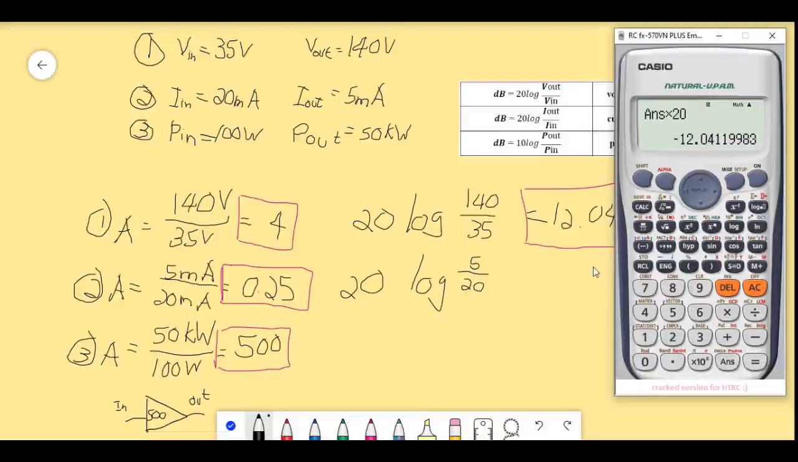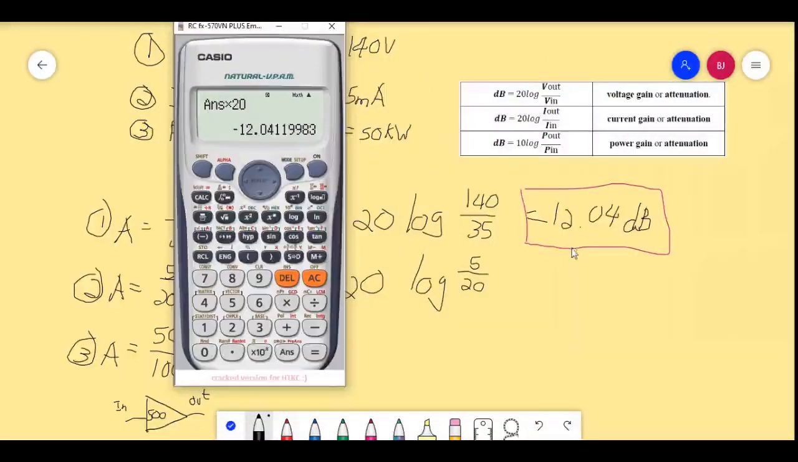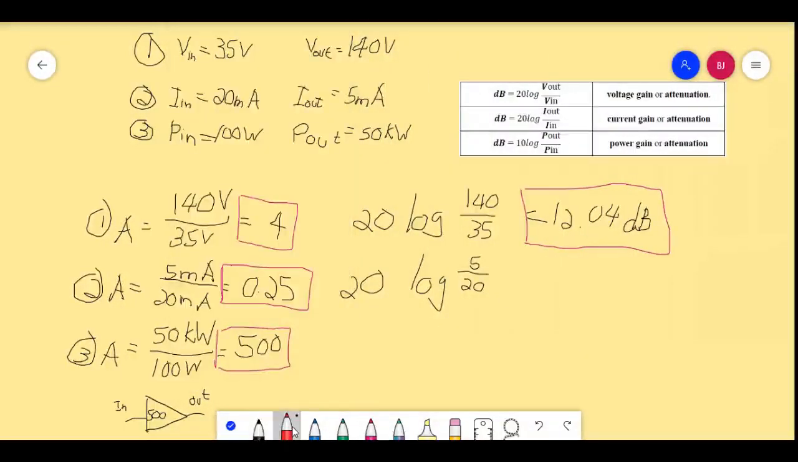Now you'll notice that we get a negative answer, okay, which is actually the opposite or the negative value of the one that we have here. Well, that is because it is an attenuation or a loss. In decibels, losses are designated in negative decibels. Okay? So if it's positive, it is gain. If it is negative, it is loss.